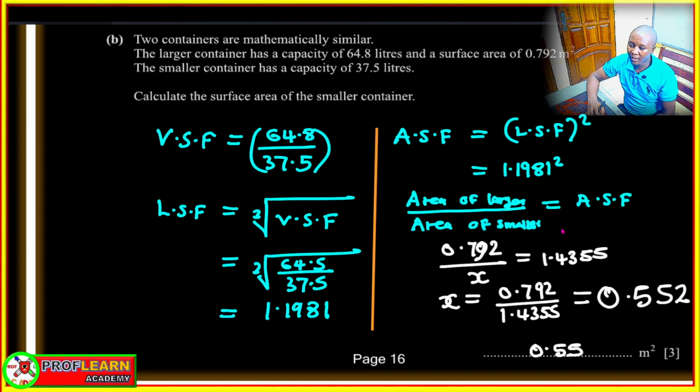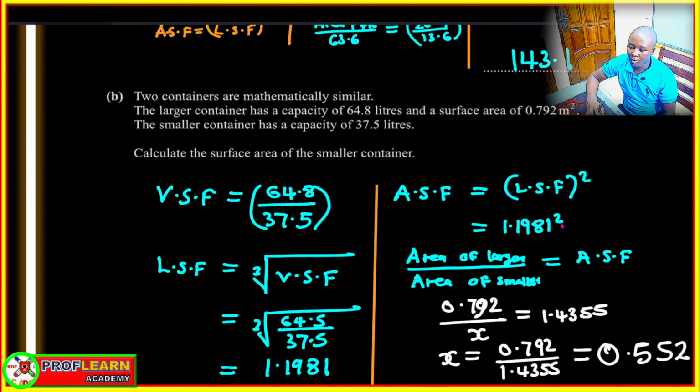Also, volume scale factor. Of course, you can get it here. We are given the volume, the capacity in liters. These are the volumes. So we can get the volume scale factor by dividing 64.8 over 37.5. Then we find the cube root to get the linear scale factor.